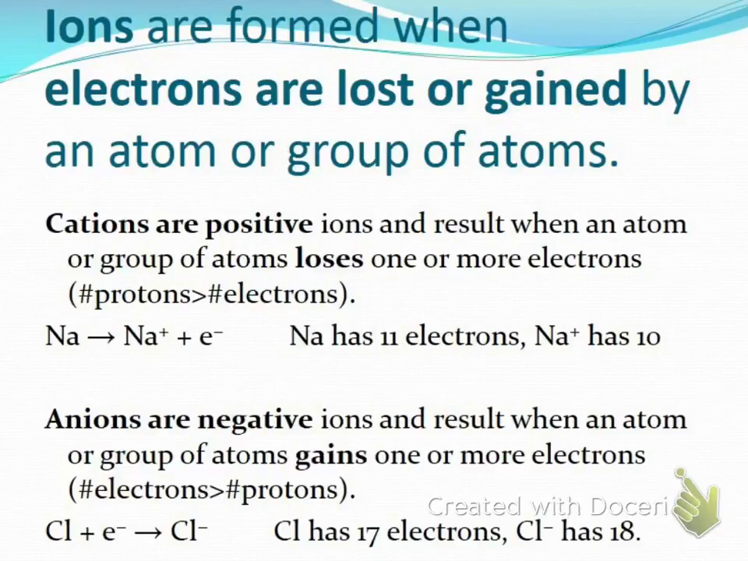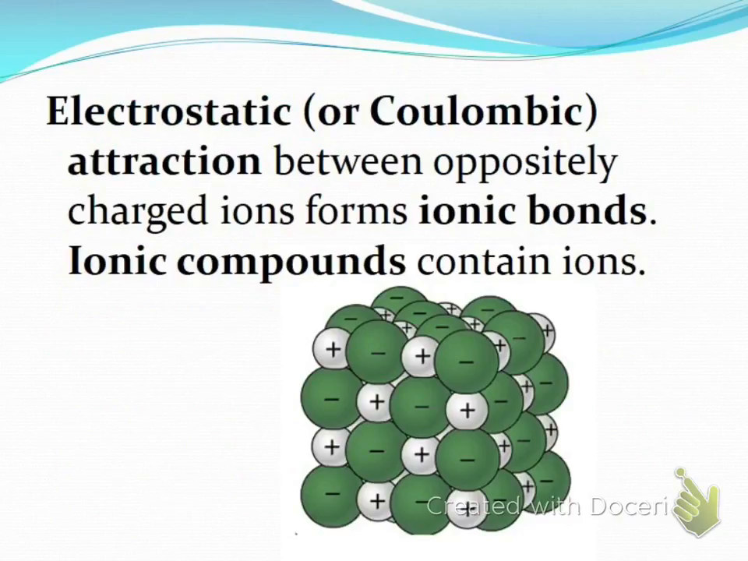Ions, of course, are formed when electrons are lost or gained. Cations are positive, yes. I was waiting for my Chem 1 students that I had to say it the way I always do: cations are positive. And anions are negative, okay? And then when we put them together in compounds, remember, they have to be electrically neutral.